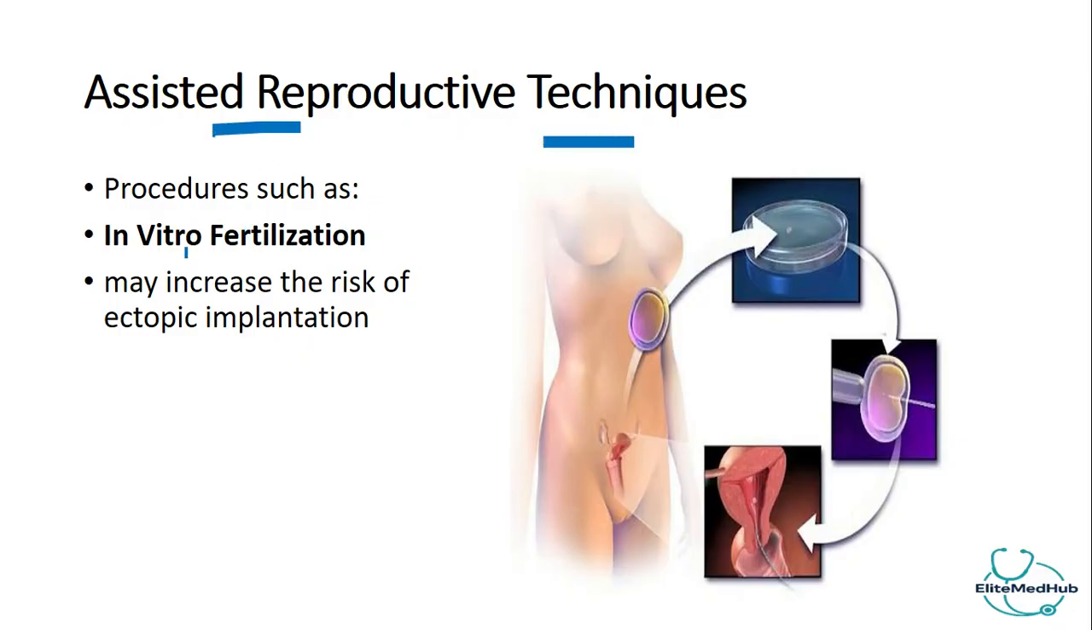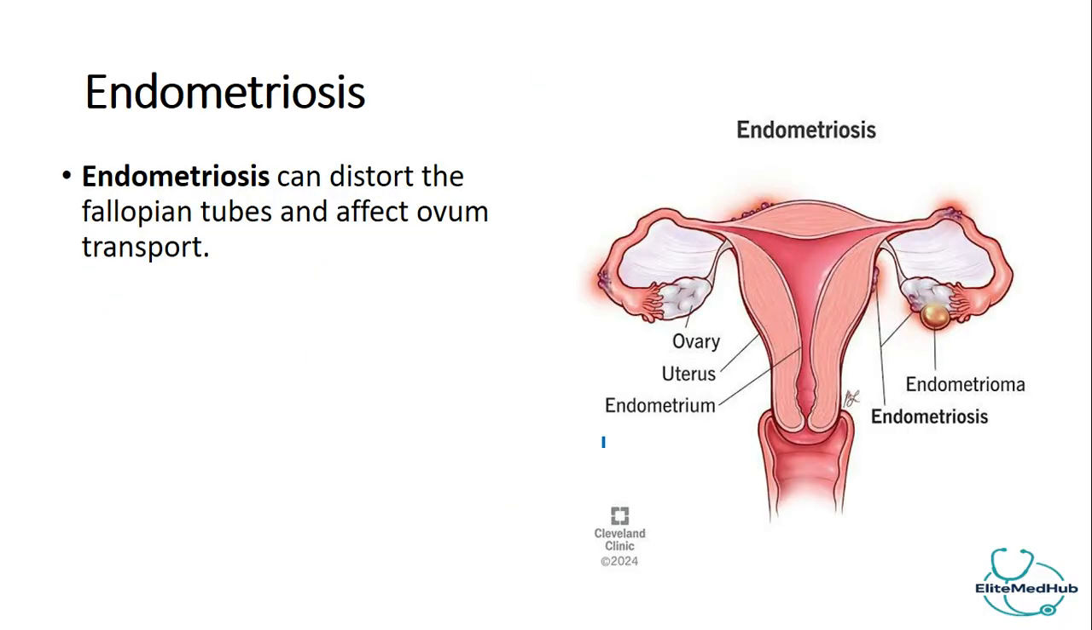So next is assisted reproductive techniques. Procedures such as in vitro fertilization may increase the risk of ectopic implantation. In vitro fertilization is done by a physician, so due to certain limitations it may result in an ectopic pregnancy.